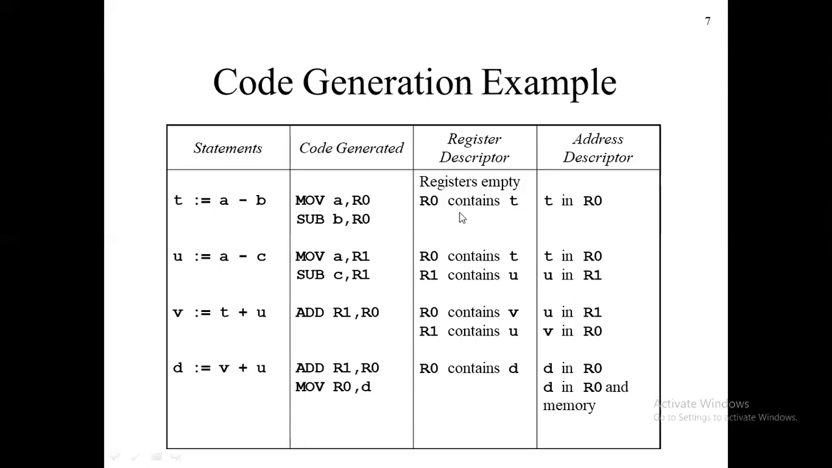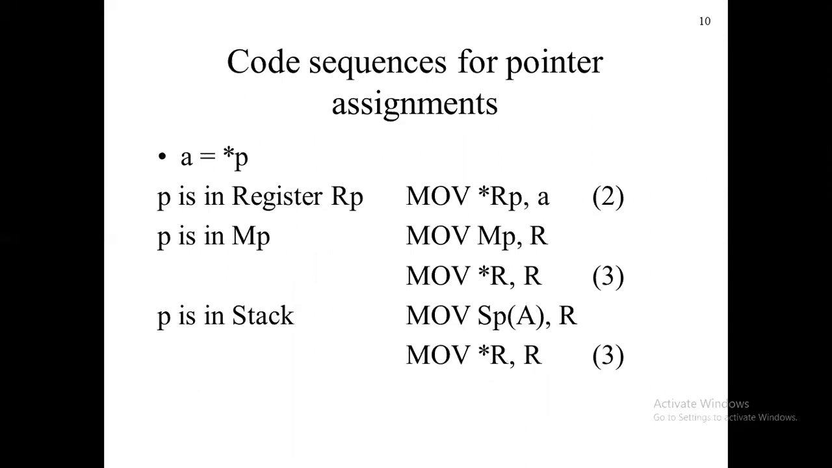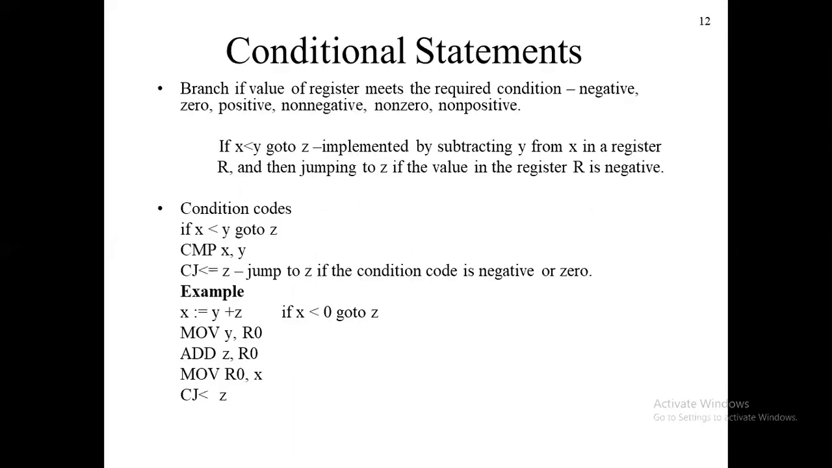The register descriptor contains only the computed results of the three address statements. The address descriptor gives the address of the value, which may be in a register or in memory. So these are the other examples. Finally, you have a conditional statement. You should know here what the condition codes are, that is CJ less than or equal to Z. So a single instruction does the process of this statement.